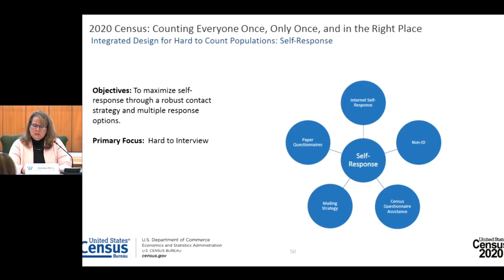And because many of us need encouragement and reminders, our mailing strategy involves up to 5 mailings, combinations of letters, reminders, and for anyone who has not responded, a paper questionnaire as part of the 4th mailing. Any address that has not responded by early to mid-May will be included in our workload for non-response follow-up, which we'll discuss on an upcoming slide.